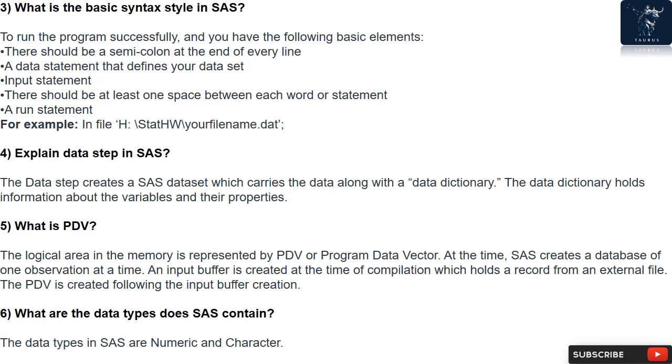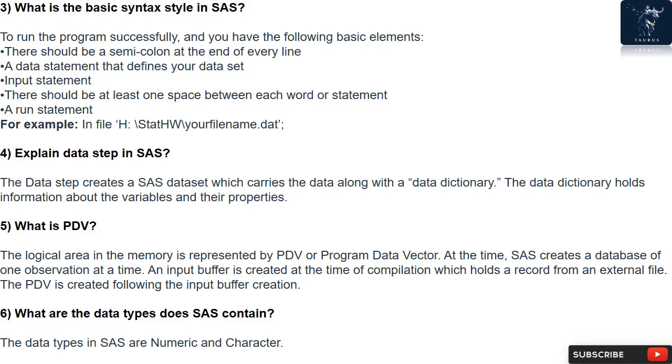5. What is PDV? The logical area in the memory is represented by PDV, or program data vector. At that time, SAS creates a dataset of one observation at a time. An input buffer is created at the time of compilation which holds a record from an external file. The PDV is created following the input buffer creation.